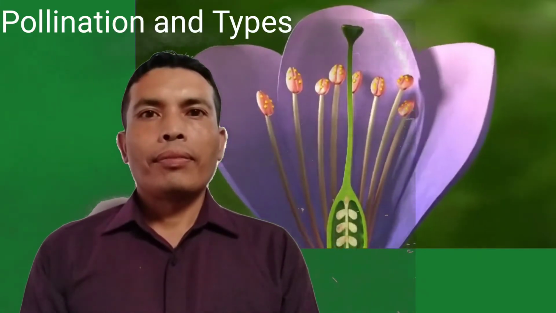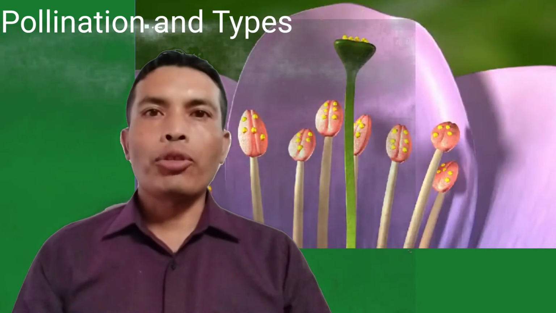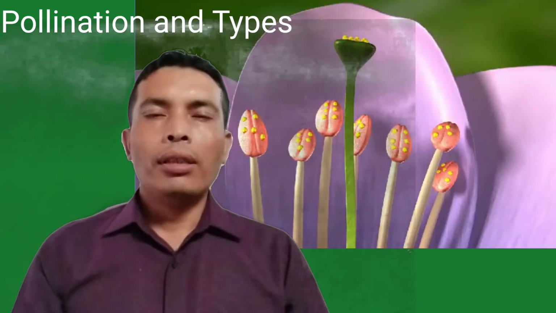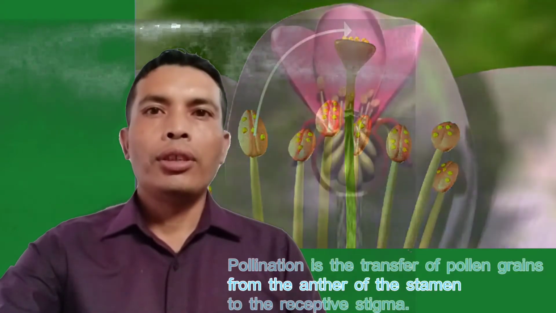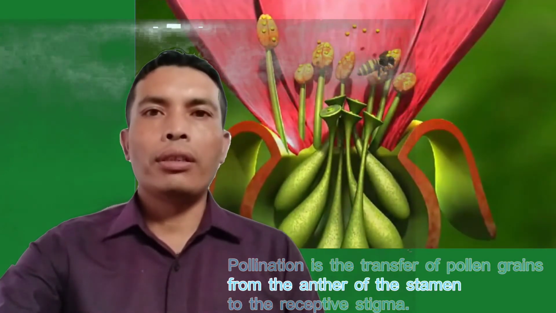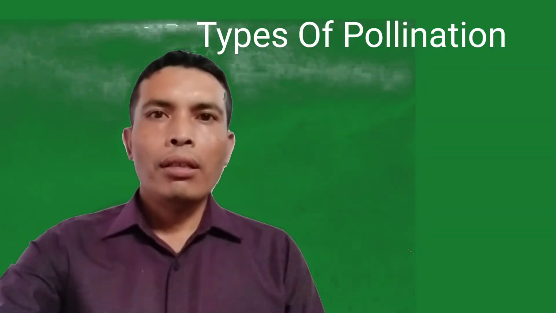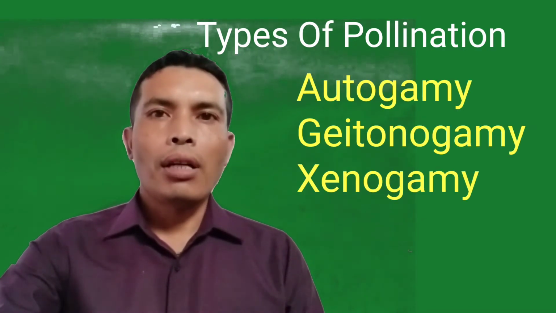Hello students, today let me talk about pollination and the types of pollination. You know, pollination is the transfer of the pollen grains from the anther of the stamen to the receptive stigma of the carpel or pistil, right? So let us know the types of pollination. The types of pollination can be of three types: autogamy, geitonogamy, and xenogamy.